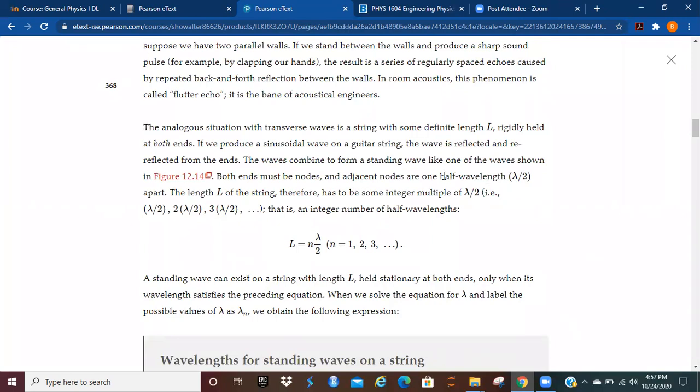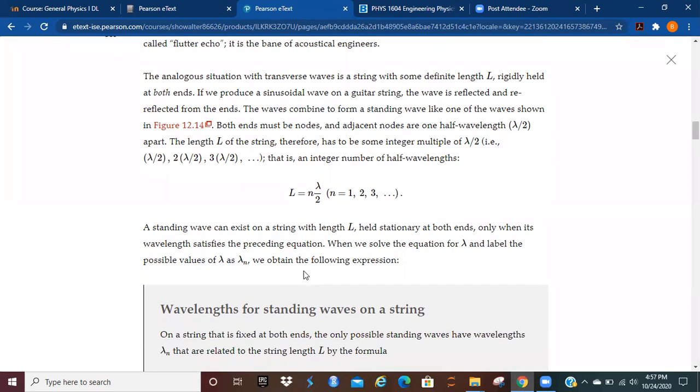Both ends must be nodes, and adjacent nodes are 1/2 wavelength apart. The length of the string, therefore, has to be some integer multiple of the wavelength divided by 2. And that's where this comes from. That's the length.